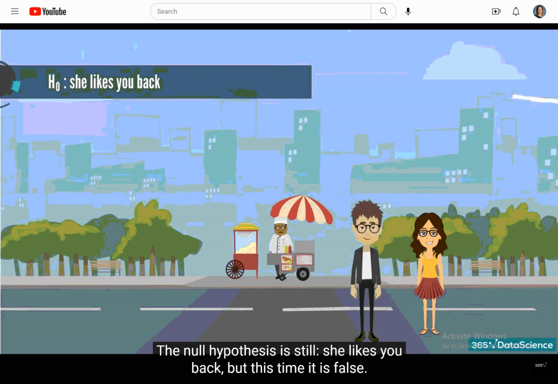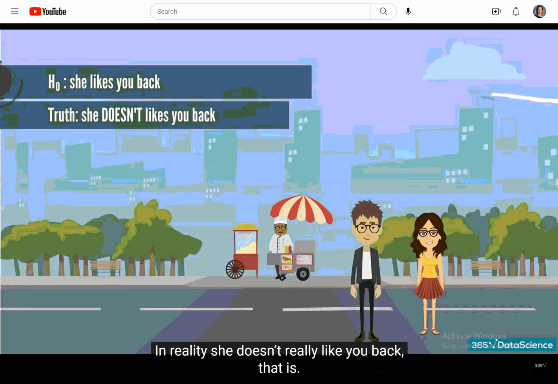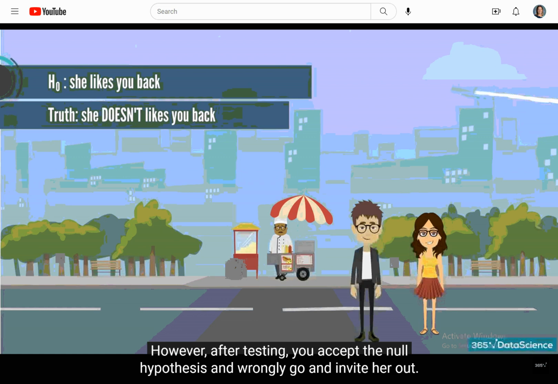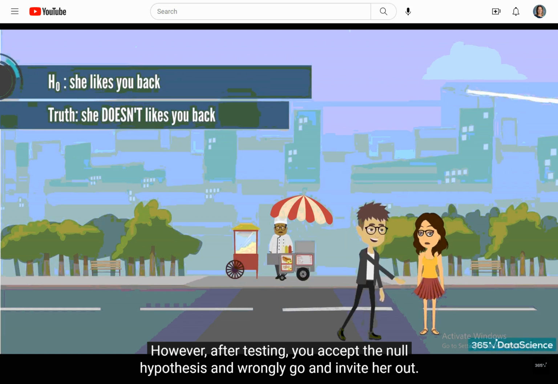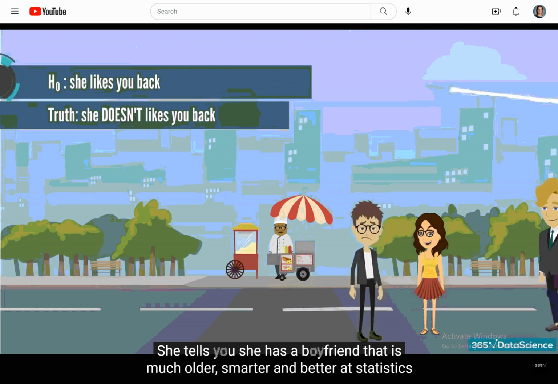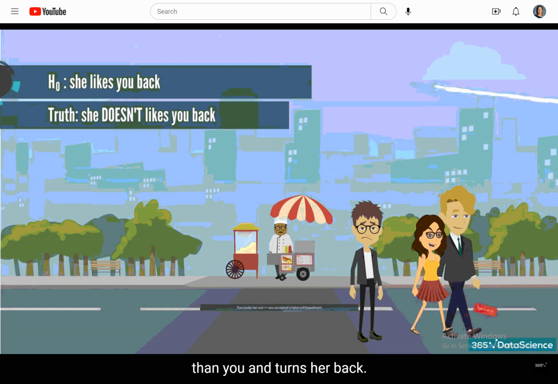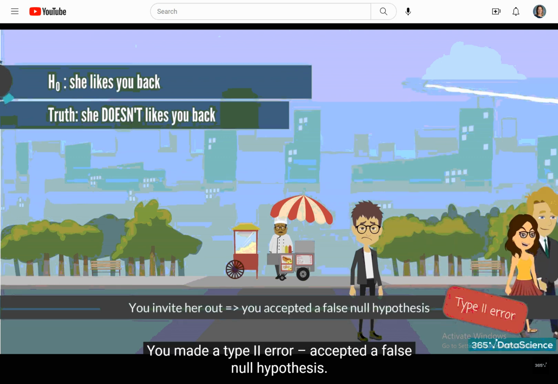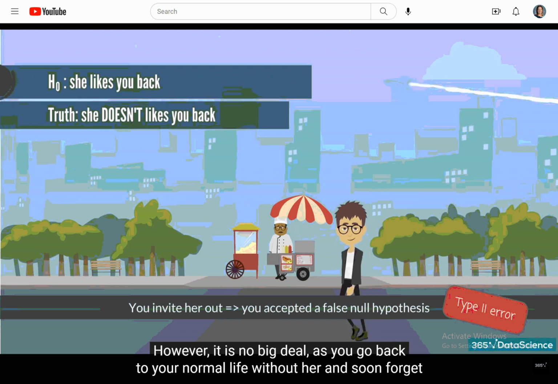The null hypothesis is still, she likes you back, but this time it is false. In reality, she doesn't really like you back. However, after testing, you accept the null hypothesis and wrongly go and invite her out. She tells you that she has a boyfriend that is much older, smarter, and better at statistics than you and turns her back. You made a type 2 error, accepted a false null hypothesis.